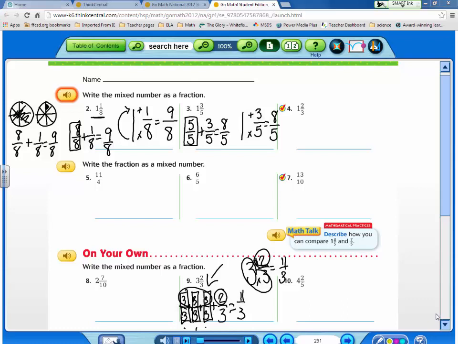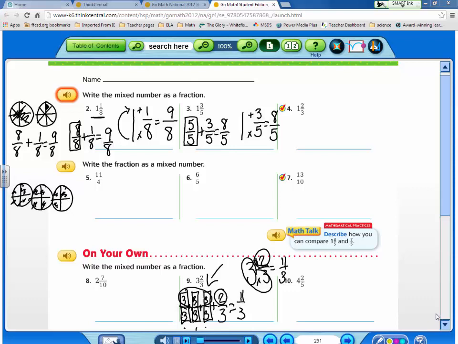Now we're going to go from the improper fraction, and when I say improper, I mean the numerator is larger than the denominator, and they also call them fractions greater than 1. So let's take a look at this one. Let's start with a picture. We have 11/4. So here's 4/4. Here's another 4/4, so we're up to 8/4. 9, 10, 11/4.